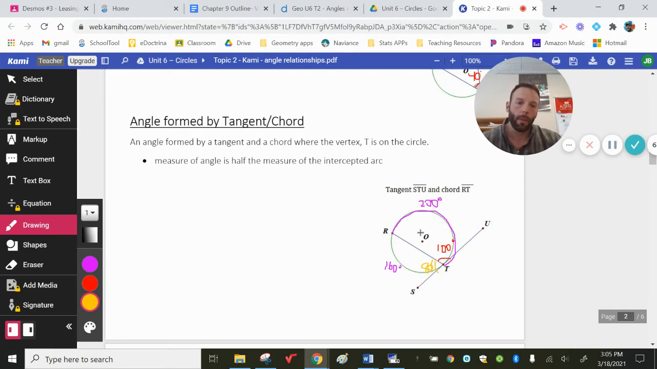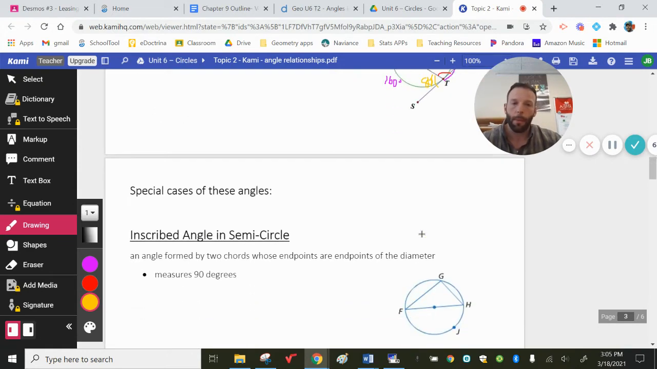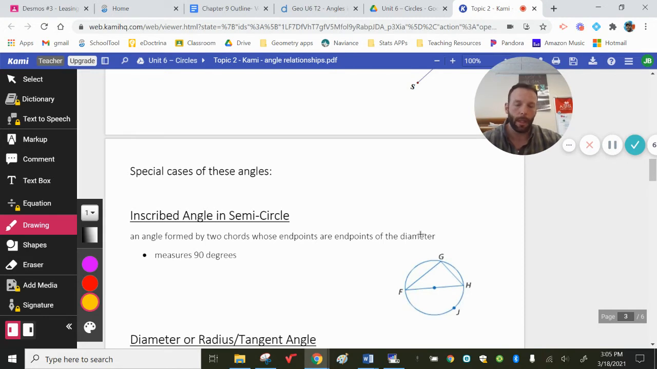Okay, so those are the three angle relationships that we are going to keep referring back to. And if it's not one of those three angle relationships, then it's going to be something else that we've learned along the way. Okay, now here's a couple special cases for these angle relationships.